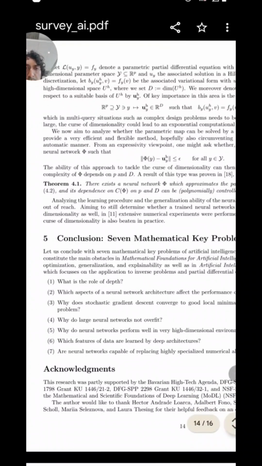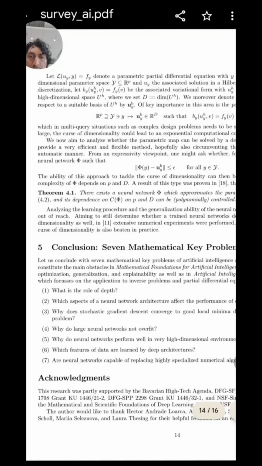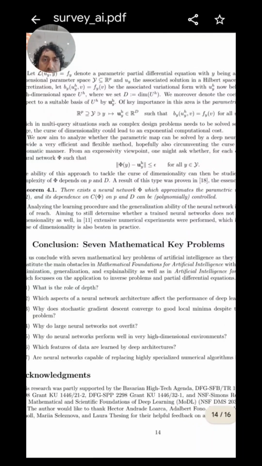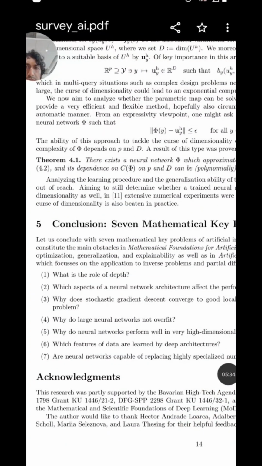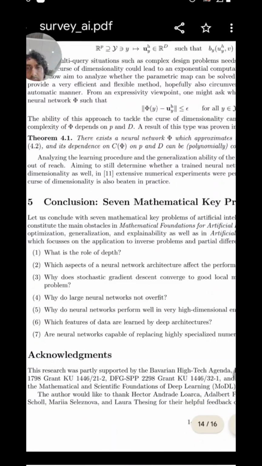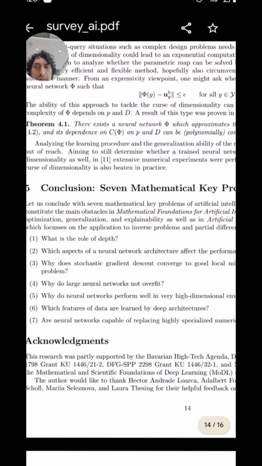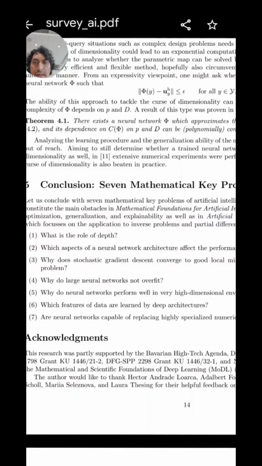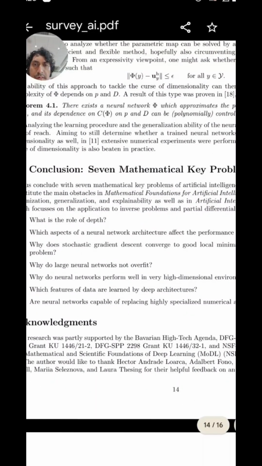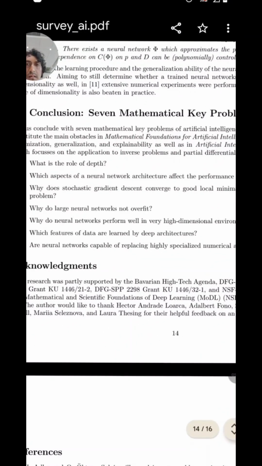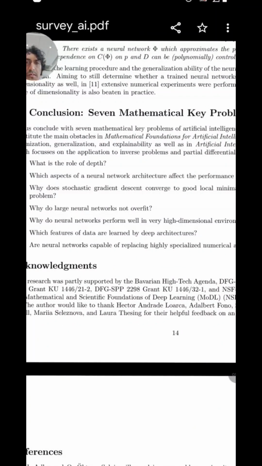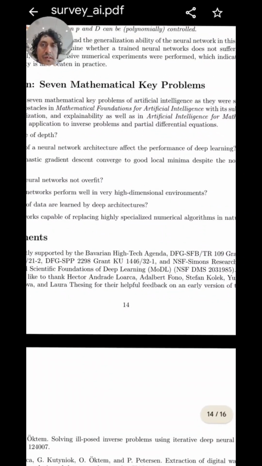Then in conclusion, 7 mathematical key problems. Let us conclude with 7 mathematical key problems of artificial intelligence as they were stated in [6]. So the 7 questions are: Number 1, what is the role of depth? So how many hidden layers and why so many hidden layers? Number 2, which aspects of a neural network architecture affect the performance of deep learning? Number 3, why does stochastic gradient descent converge to good local minima despite the non-convexity of the problem?